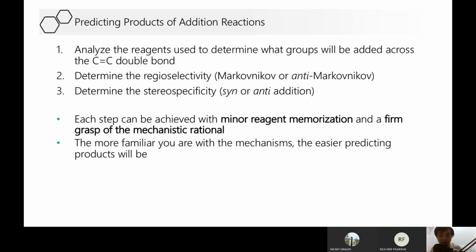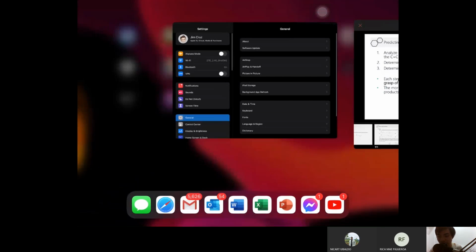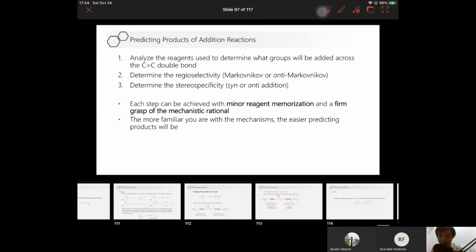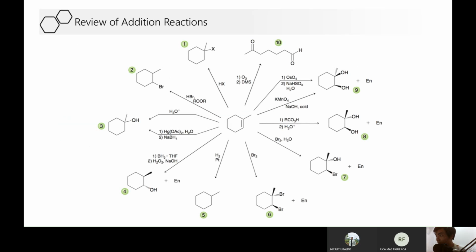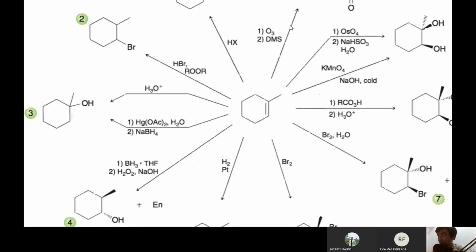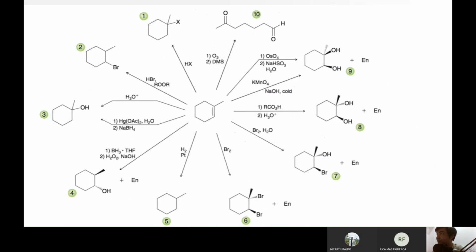So you need to be familiar with the reagents. You need to know which reagents give the Markovnikov product, the anti-Markovnikov product, and syn or anti-addition. In the last slide of our lesson, I placed the summary of our reactions with alkenes.